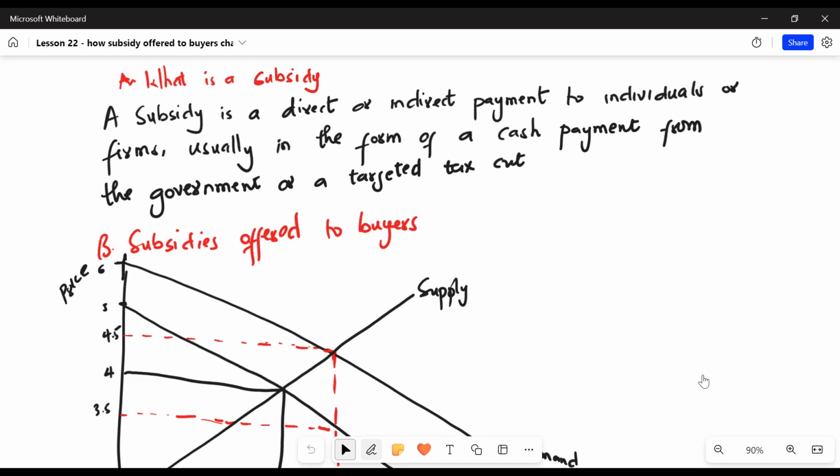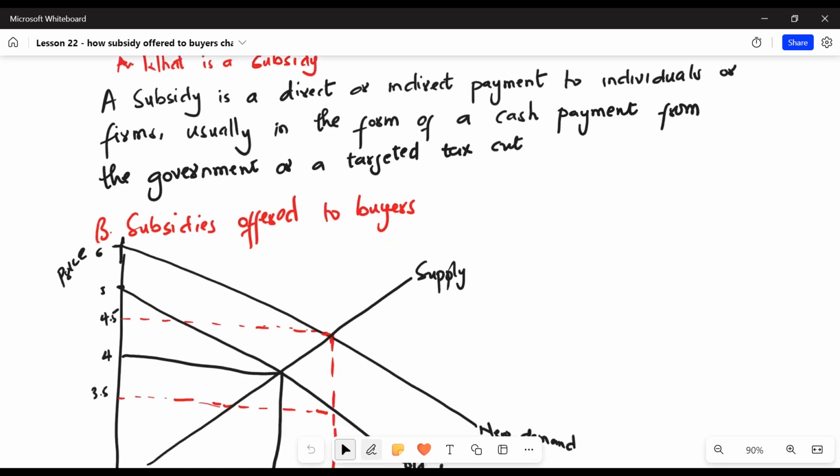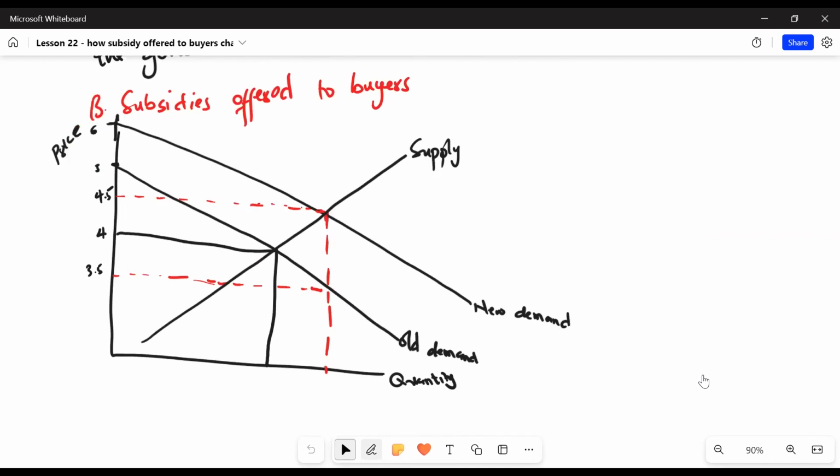Now, let's look at how subsidies offered to buyers shape equilibrium price and equilibrium quantity. So, assume the market of apples. Before the subsidy is offered to a buyer, we have our old demand curve interacting with our supply curve here, creating an equilibrium point at point A. At this point, equilibrium price is 4 and equilibrium quantity is, say, 100.